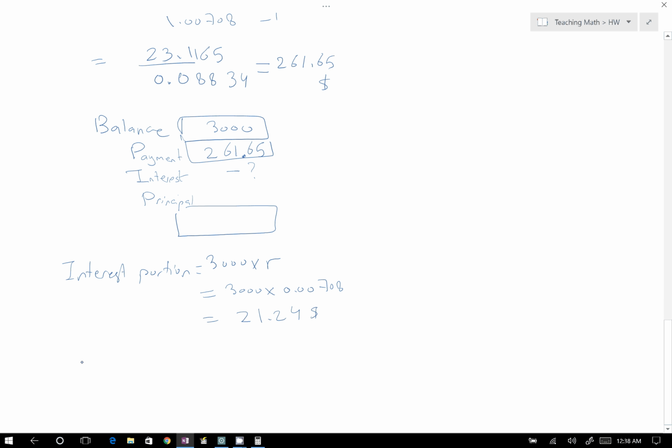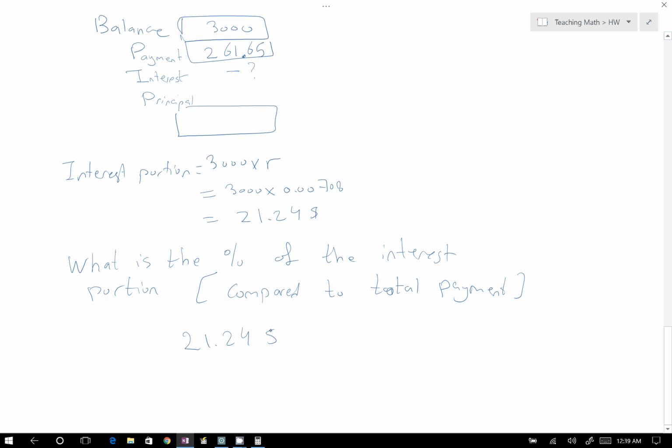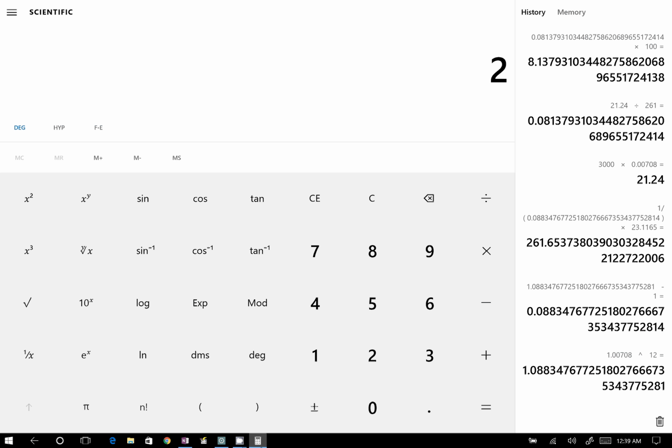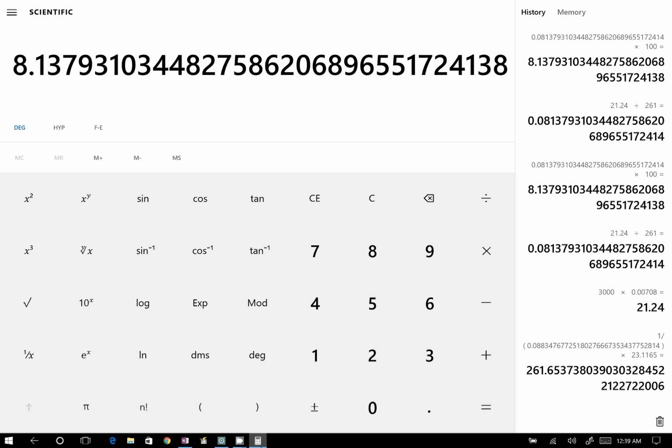So the question is, what is the percentage of the interest portion, meaning compared to the total payment? So what you do, you have $21.24, which is the interest portion, you divide by the monthly payment, and you multiply by 100. So that's divided by 261.65 multiplied by 100, and this is what I was confirming actually. 21.24 divided by 261 multiplied by 100, and the answer is 8.13%.